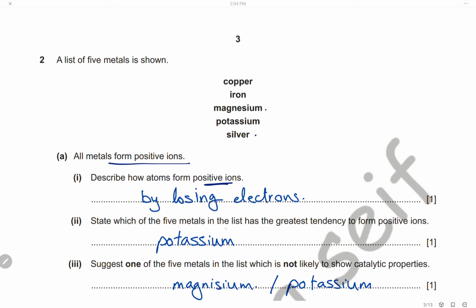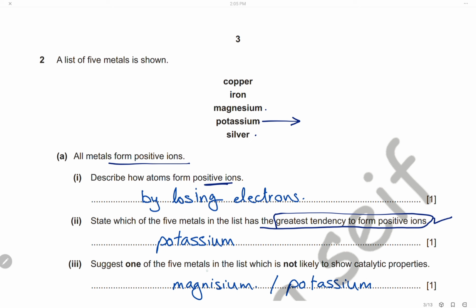State which of the 5 metals in the list has the greatest tendency to form positive ions. As the metal becomes more reactive, that means it reacts more readily and of course faster than other metals. That means it loses electrons more readily and faster than other metals. So as the metal becomes more reactive, it has a greater tendency to react, to form positive ions. So the most reactive metal in the list here is potassium. So potassium has the greatest tendency to form positive ions.